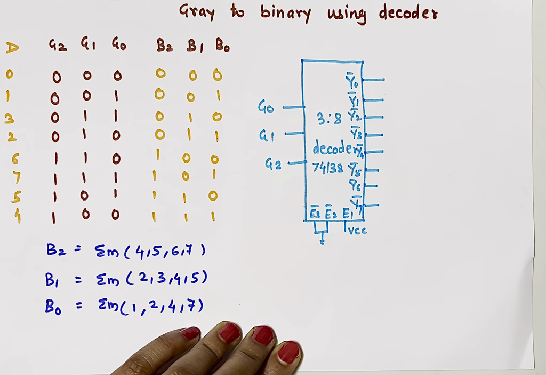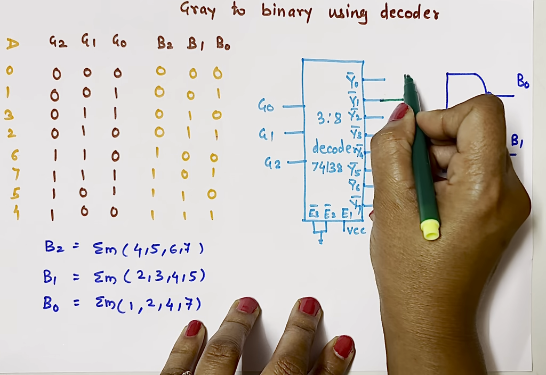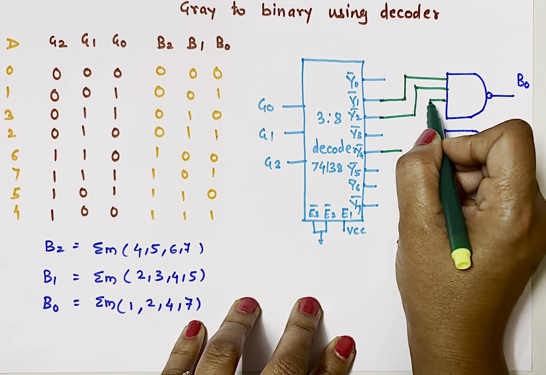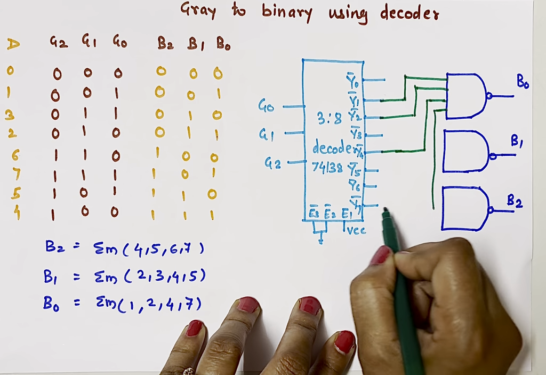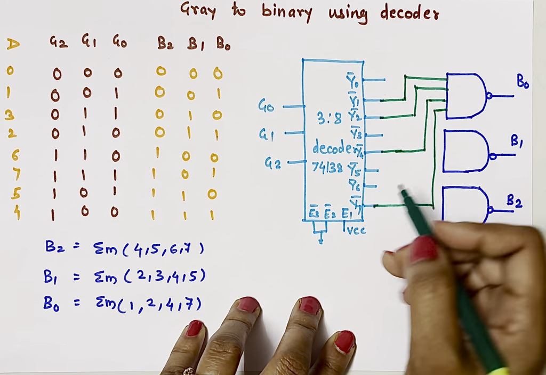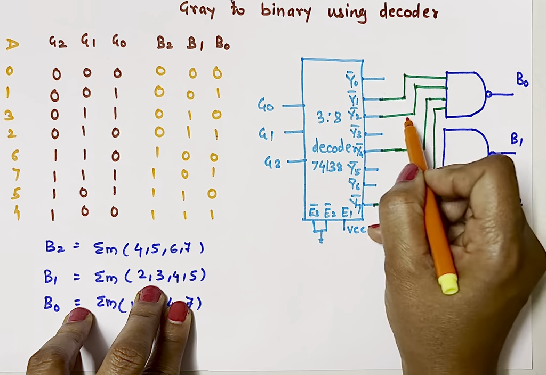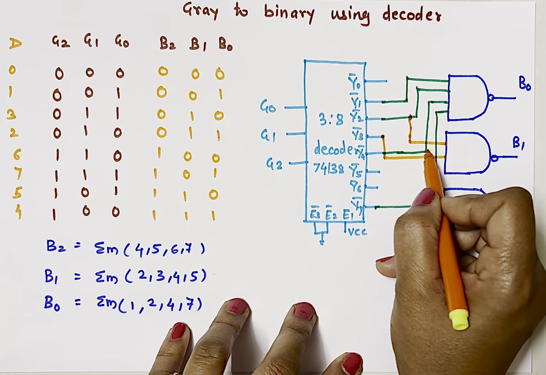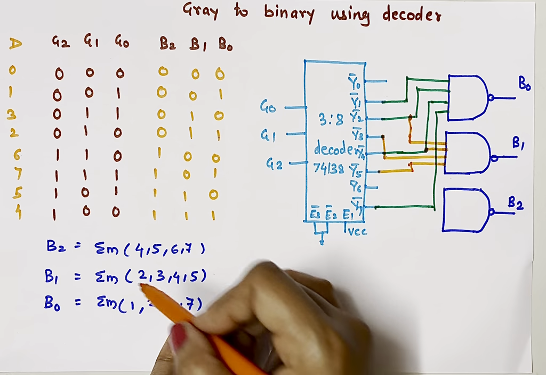So I'll draw 3 NAND gates. What are inputs for B0? 1, 2, 4 and 7. So first input is 1, then 2, then 4, and next is 7. For B1, there are 2, 3, 4, 5. 2, 3, 4 and 5.